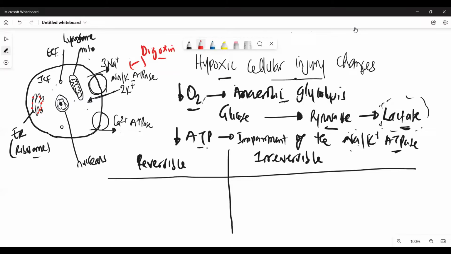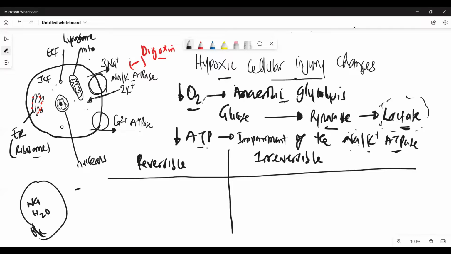Digoxin. Because this pump stopped working, sodium cannot leave the cell anymore. So sodium will stay inside the cell, and anywhere sodium stays, what follows sodium? Water will follow sodium. So when you look at the cell, sodium will accumulate inside the cell, and water comes along with it. As a result, the cell is going to swell up.